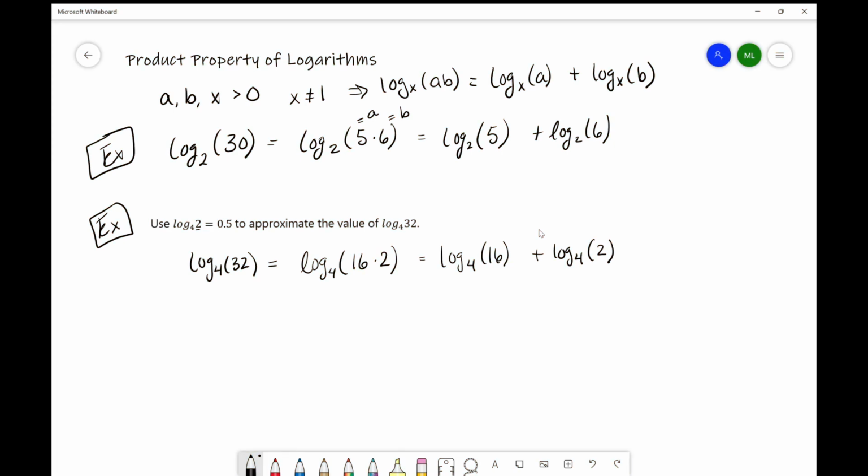Log base 4 of 2, they already give that to you, which is over here. Log base 4 of 2 is equal to 0.5. For log base 4 of 16, you can go back and use your exponent rules, because this is basically 4 to the power of what will give us 16. Well, 4 squared is equal to 16, so y is equal to 2. So log base 4 of 16 is equal to 2. So 2 plus 0.5 is equal to 2.5.